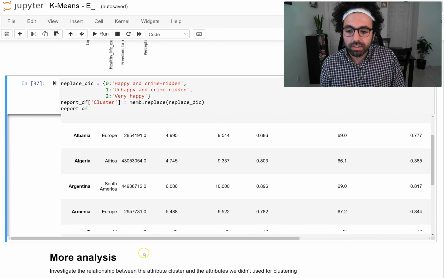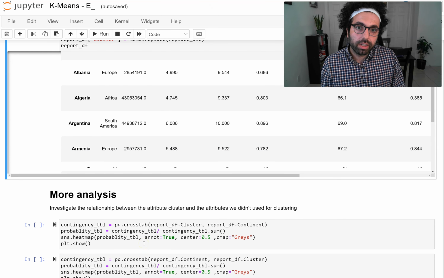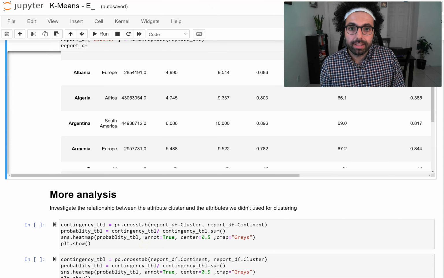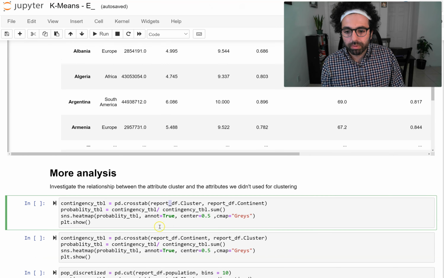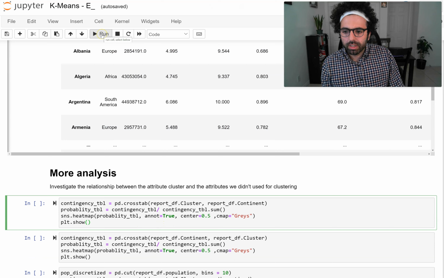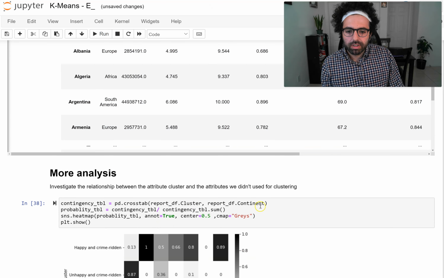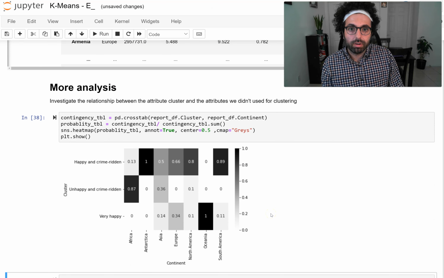So we can see the relationship between the continent and the cluster and see if there is a meaningful relationship there. And how do we do this? We use a contingency table, as we have discussed before. So I'm going to create a contingency table for the cluster and the continent, and I do see that there is a relationship here.